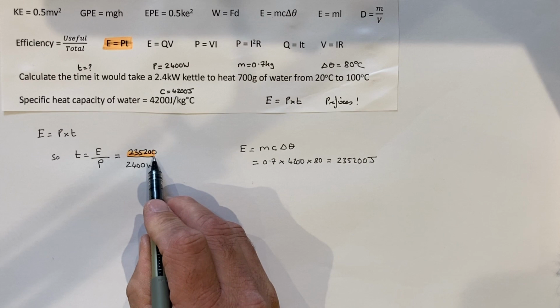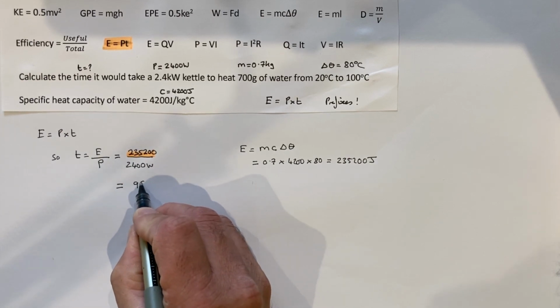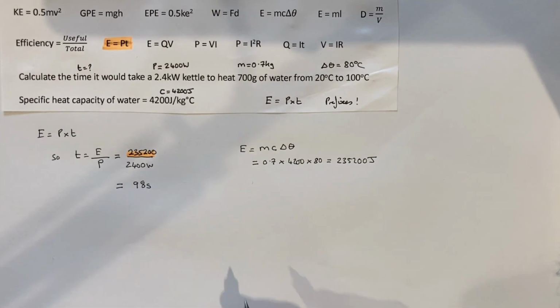So I've got the energy in joules divided by the power, and that gives me 98 seconds. And that is the answer.